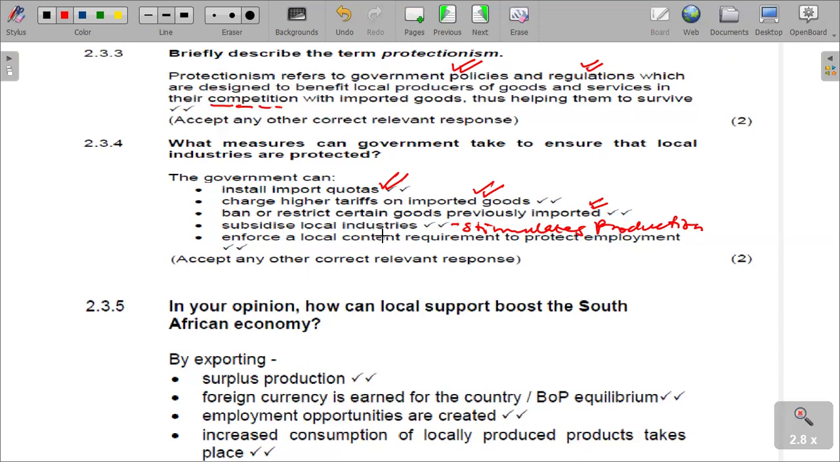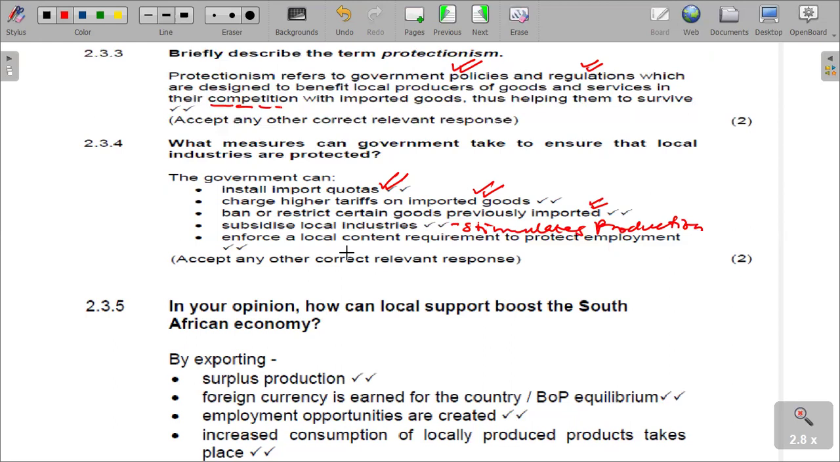And then enforce a local content requirement to protect employment. The government would also ensure that a certain amount of local goods is expected in various businesses and among various participants in the economy, so that in any business that is running, there must be a certain amount of locally produced goods, which would also sustain employment in the production of those goods.